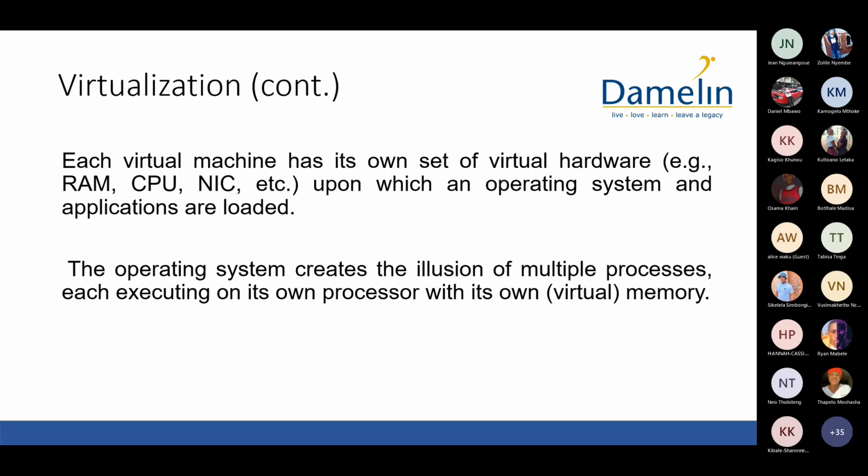The operating system creates the illusion of multiple processes, each executing on its own processor with its own virtual memory. Okay, so let's take an example where you are trying to create a virtual machine and your computer has, let's say, 4 GB of RAM and your CPU has multiple cores.